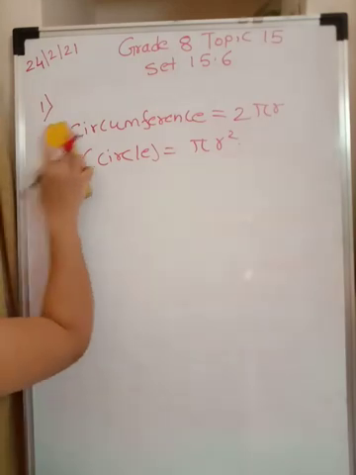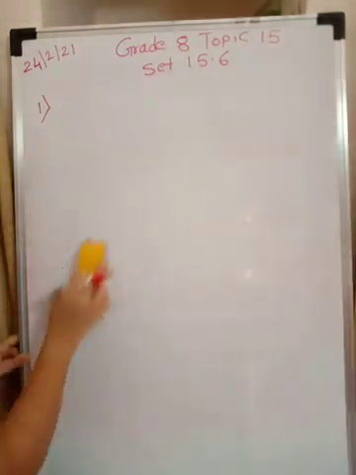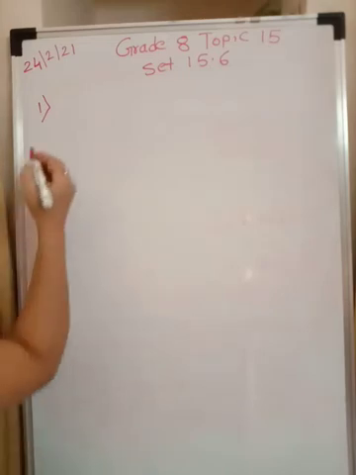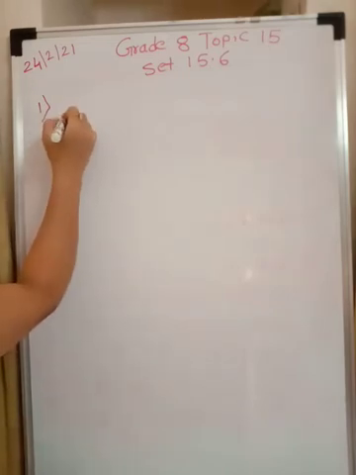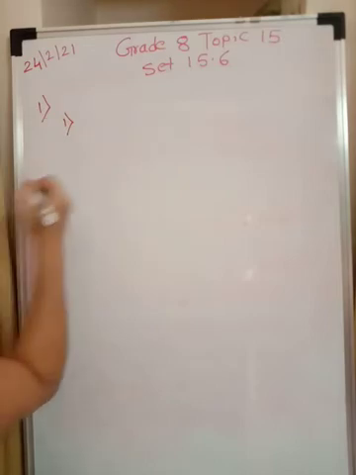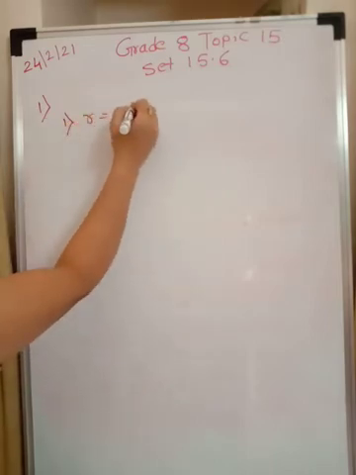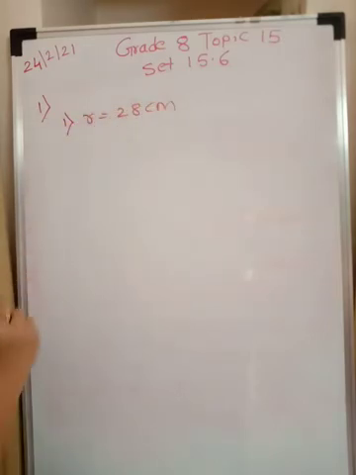The first question says, radii of the circles are given below, find their areas. The first problem is radius equal to 28 centimeter. This is given, so we have to find the area.